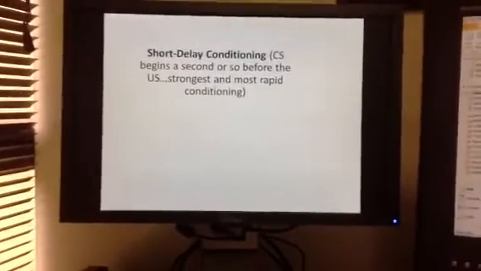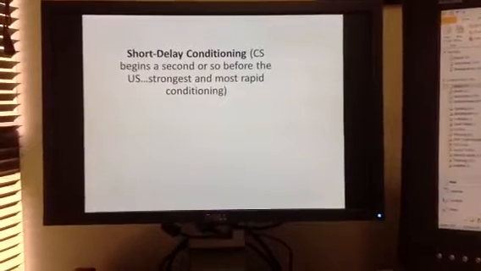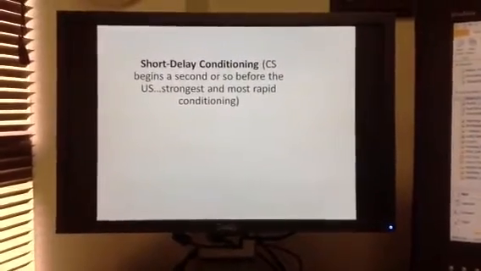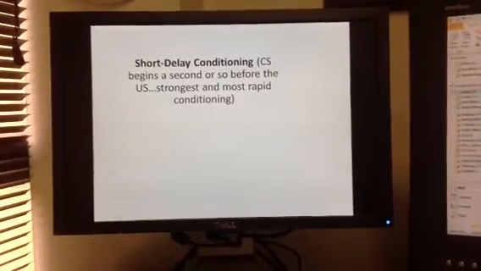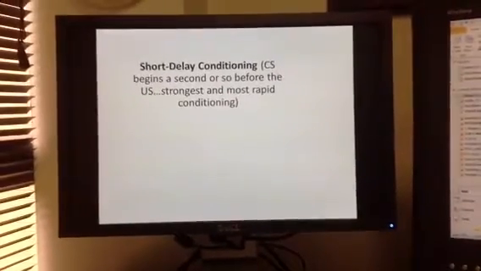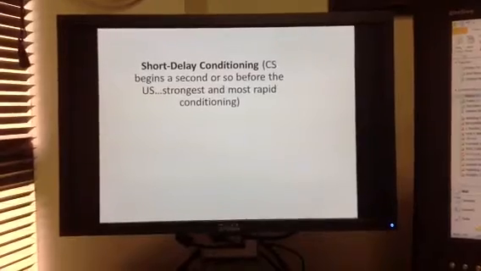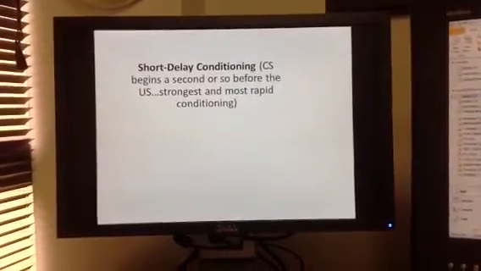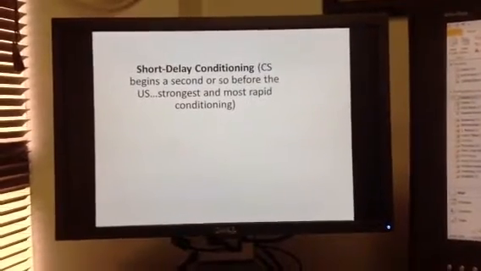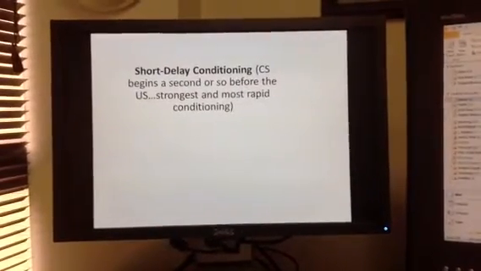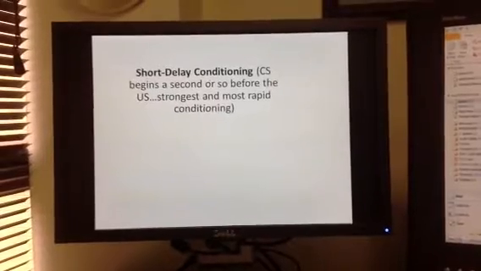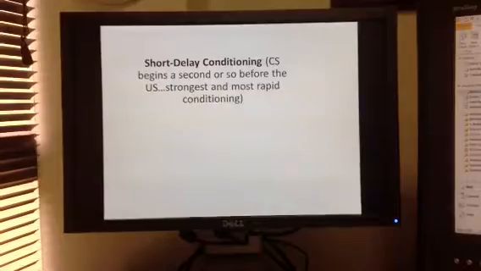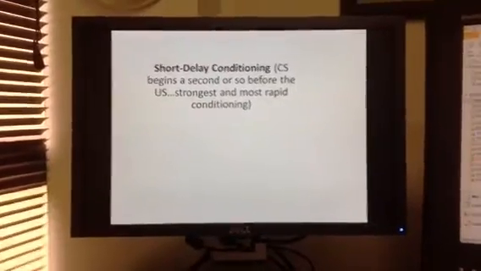The third type is the strongest and most rapid form of conditioning. We call this short delay conditioning. This is where the conditioned stimulus begins a second or so before the US. So in Pavlov's example, we would present the tone just briefly, a second or so before the food was presented. So it would go bell, food, bell, food. That's how the pairing would take place. We call that short delay conditioning.